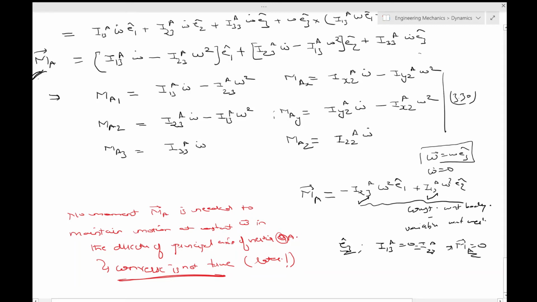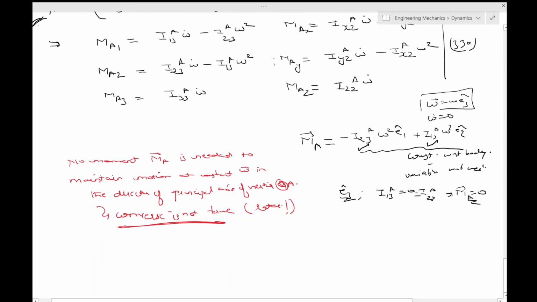So MB will be equal to MC plus RCB cross F, and then you can proceed. Normally, when you try to solve problems, you choose this point B so that you have lots of unknowns over there, because those unknown reactions will not contribute to the moment or the forces. So that's why you can just do it about a point which has lots of unknowns. So let me just put that.